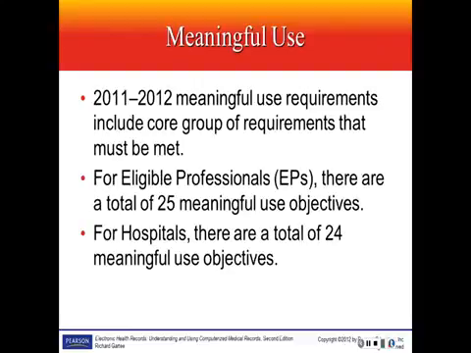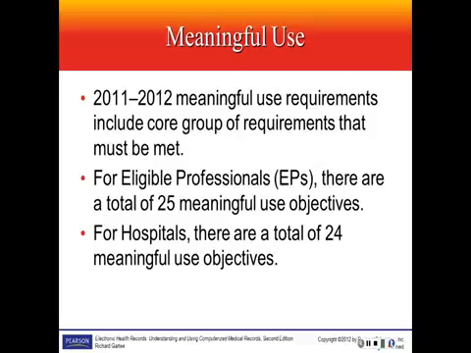CMS officially published the Electronic Health Record Incentive Program Final Rule on July 28th of 2010. It defines the criteria for determining meaningful use. It implements incentive payments over 3 stages. Eligible professionals must meet 20 out of 25 meaningful use objectives to receive payment. 15 objectives are core objectives that must be met.